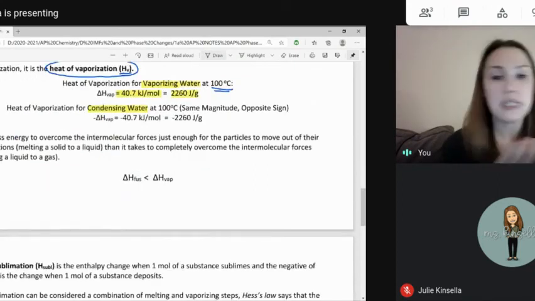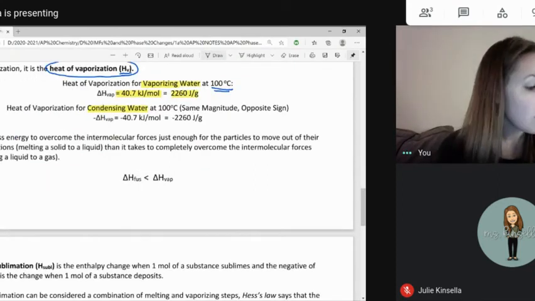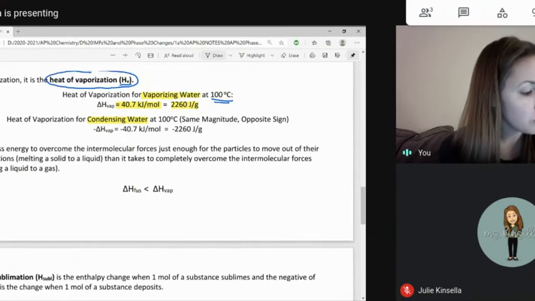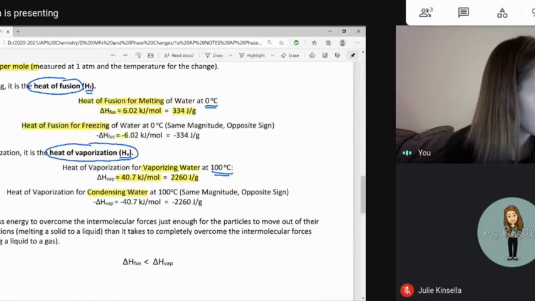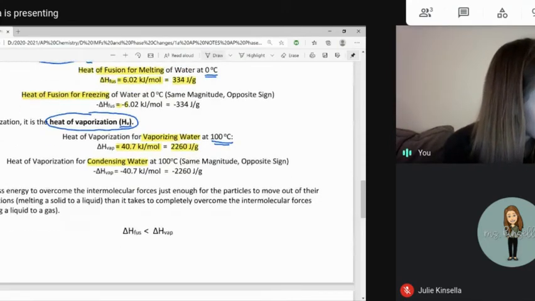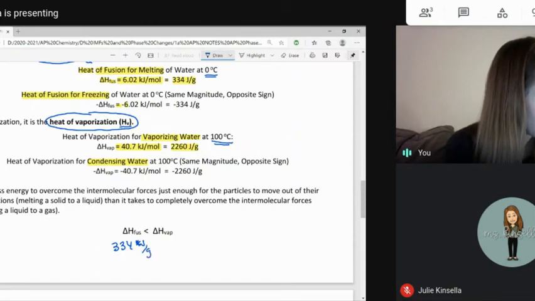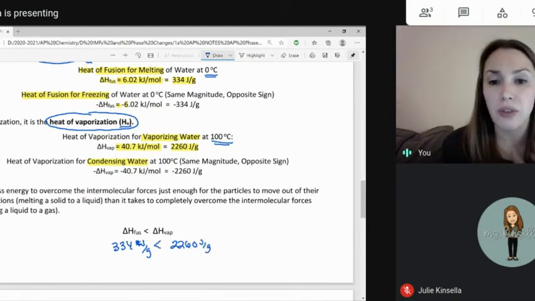One other little piece to understand is that when we look at water, the heat of fusion for water was 334 joules per gram. And if we look at its heat of vaporization, it's 2,260 joules per gram. The heat of vaporization just about for every substance is greater than its heat of fusion.